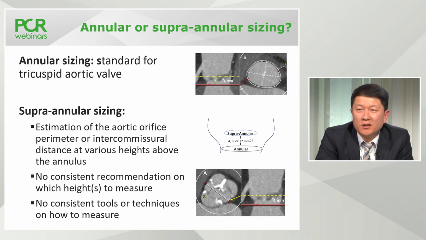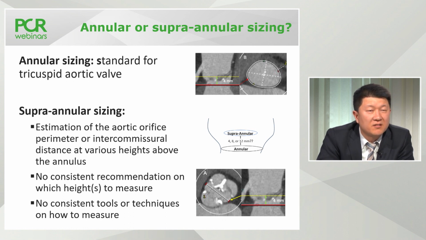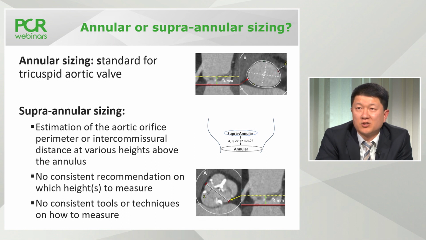We all know that annular sizing using 3D CT is the standard of care for sizing prior to TAVI. There's no discussion. We have data that we can improve results substantially if we do that. So for tricuspid aortic valve, this is the standard of care.